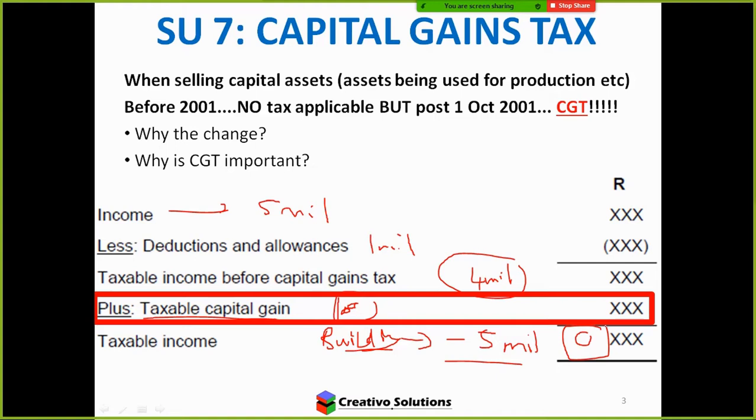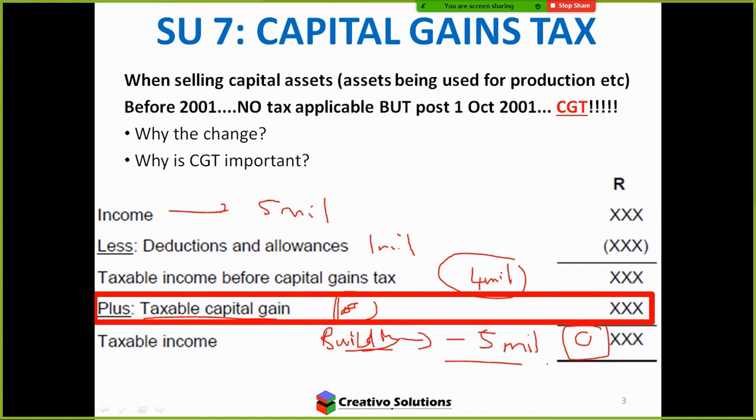Yes, there's no taxable income, because the loss on the sale of the building was negative 5 million. So 4 million minus 5 million gives you negative 1. You don't put negatives. Negatives would be an assessed loss, which can be carried forward to another year. But I'm just going to ignore that for now. Would you agree that effectively you'd be paying 0 tax in this year? Does that make sense? Yes.